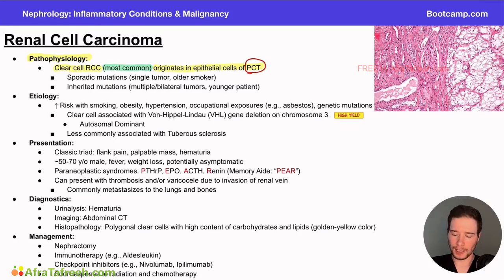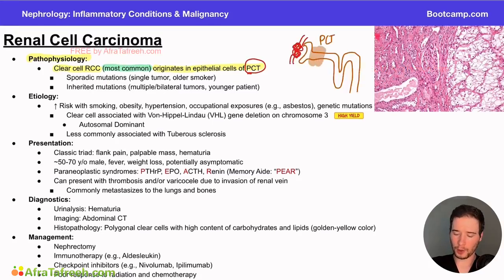So if we look at our anatomy, just as a reminder, our proximal convoluted tubule is going to be this portion right here, right? This then goes into the loop of Henle, the distal convoluted tubule, and ultimately the collecting duct. Now, most cases of RCC are actually sporadic. So they're a sporadic mutation. However, some of them are inherited mutations.